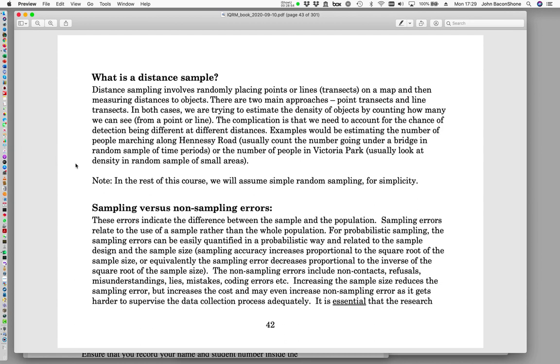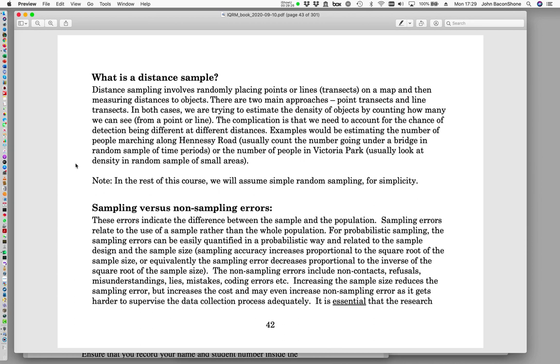Now, one other very important thing is to distinguish between sampling errors and non-sampling errors. Sampling errors are just about the fact that we've used a sample rather than the whole population. So clearly, if I draw a big enough sample, the sampling error becomes very small. In the extreme case, if I sample the whole population, the sampling error is 0. There is no error due to drawing a sample. The problem is that's not the whole story.